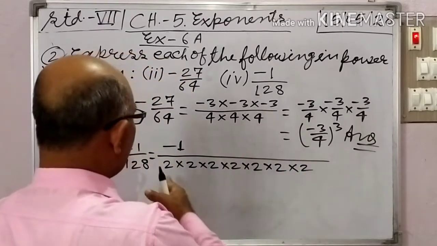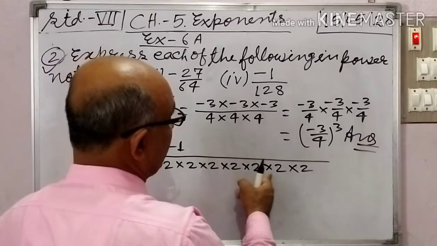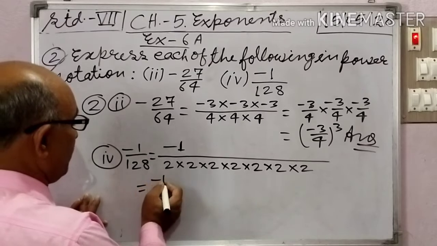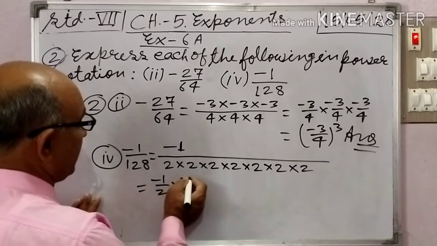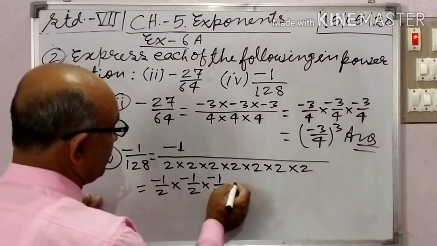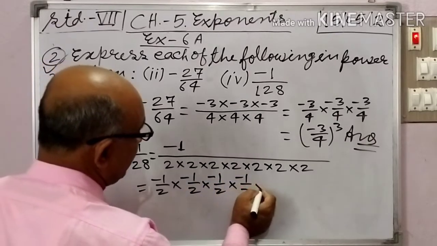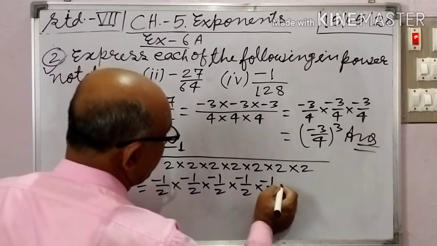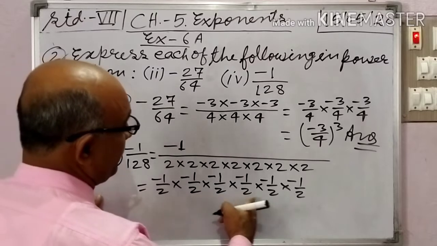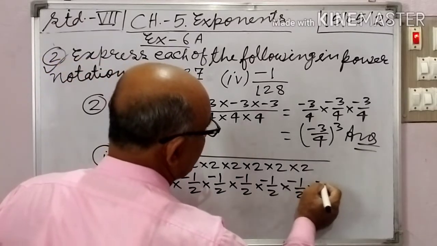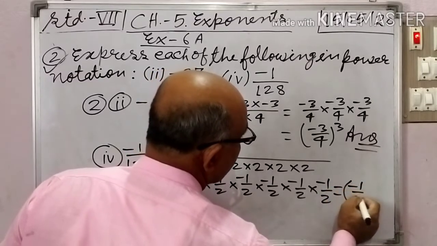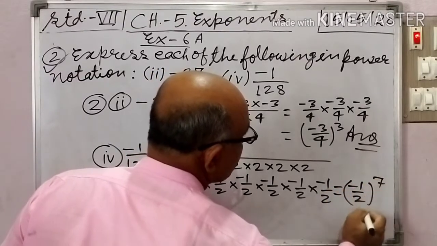1, 2, 3, 4, 5, 6, 7. Equal to minus 1 by 2 into minus 1 by 2 into minus 1 by 2 into minus 1 by 2 into minus 1 by 2 into minus 1 by 2 into minus 1 by 2, equal to minus 1 by 2 to the power 7. Answer.